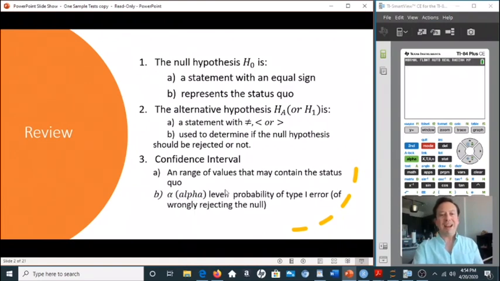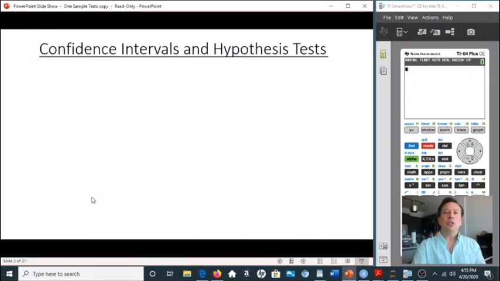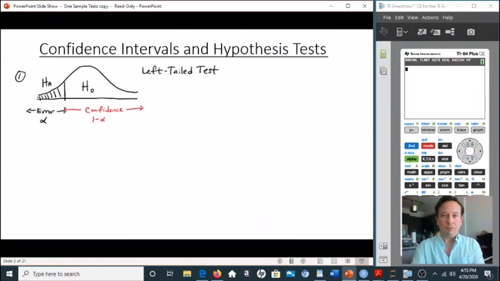Also remember, our error level is alpha, so we call that the alpha level. But also remember, it's not only just regular error, it's the probability of type 1 error, meaning the probability that we wrongly reject the null hypothesis. So let's see how confidence intervals and hypothesis testing goes together.